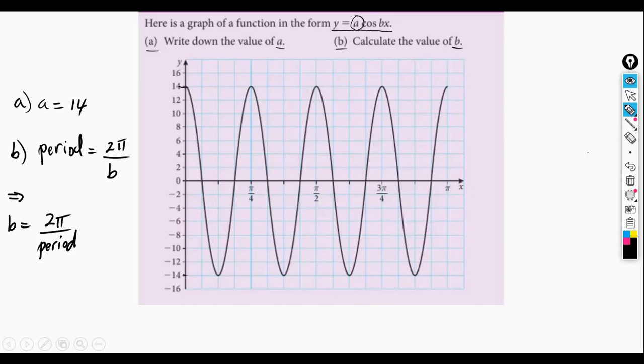So if we look at the graph, notice that we start here, and when you reach the same point again, that is one full period. So that indicates that this function has a period of pi fourths. So that means that b is equal to 2 pi divided by pi fourths, and this is equal to 8.